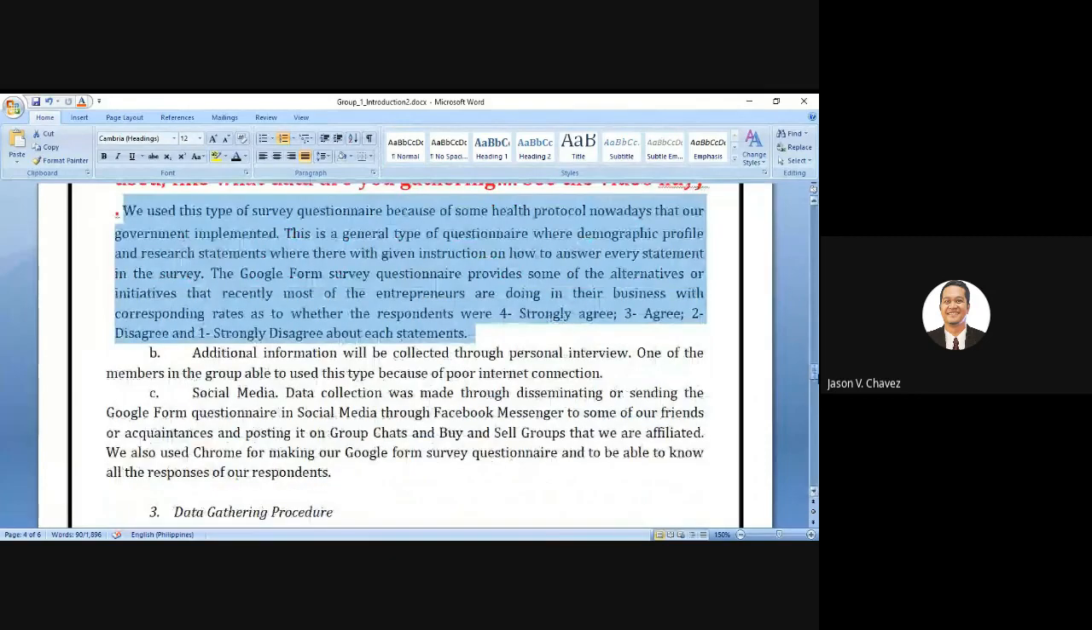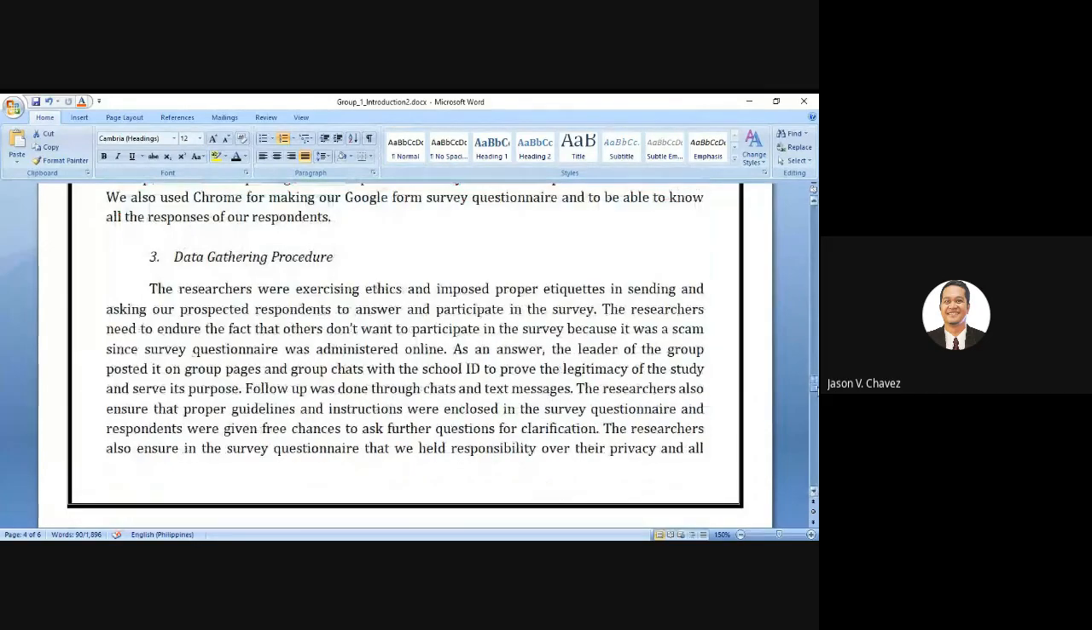Okay. Data gathering. You can use the sample that I gave you. That's the standard. You can rephrase it, but do not change the idea. The researcher needs to endure the fact that others don't want to participate. You don't have to state that already. Maybe when you present this research, you can have the story or narrative of difficulty. But data gathering procedure is only about data gathering, not data gathering and your difficulty.